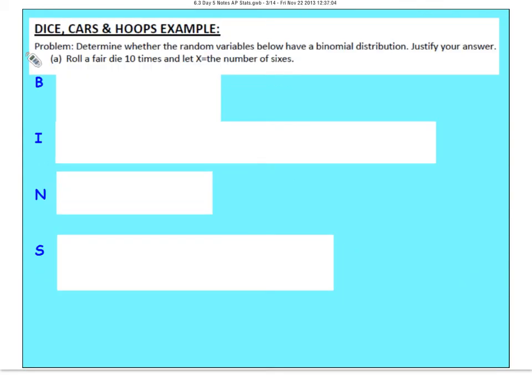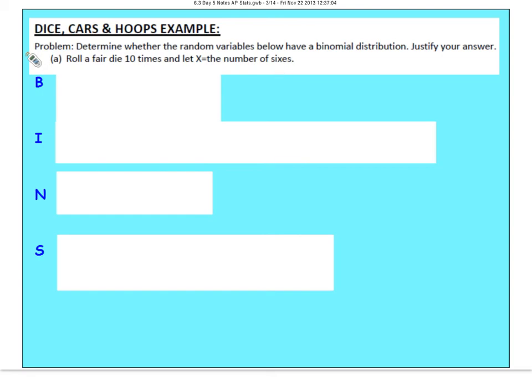Okay, let's do some practice here on whether an event is considered binomial or not. And again, remember BINS. It's really important. So here's the scenario. We determine whether the random variable below is binomial. Justify your answer. Event A. We roll a die, a fair die, 10 times, and we're going to have X be defined as the number of 6s that show up.